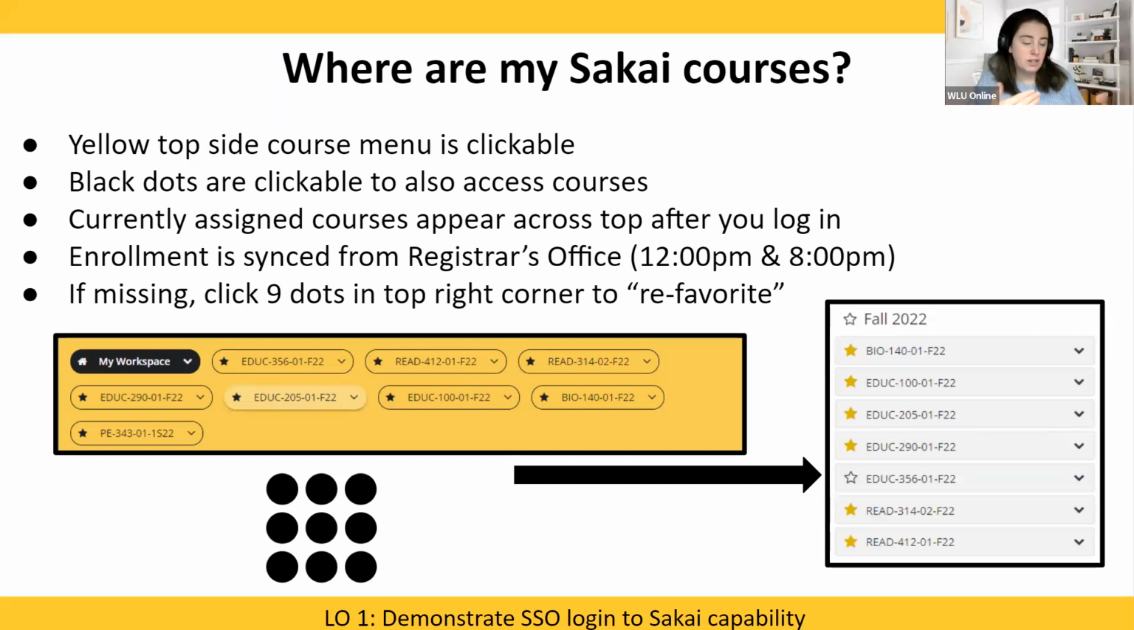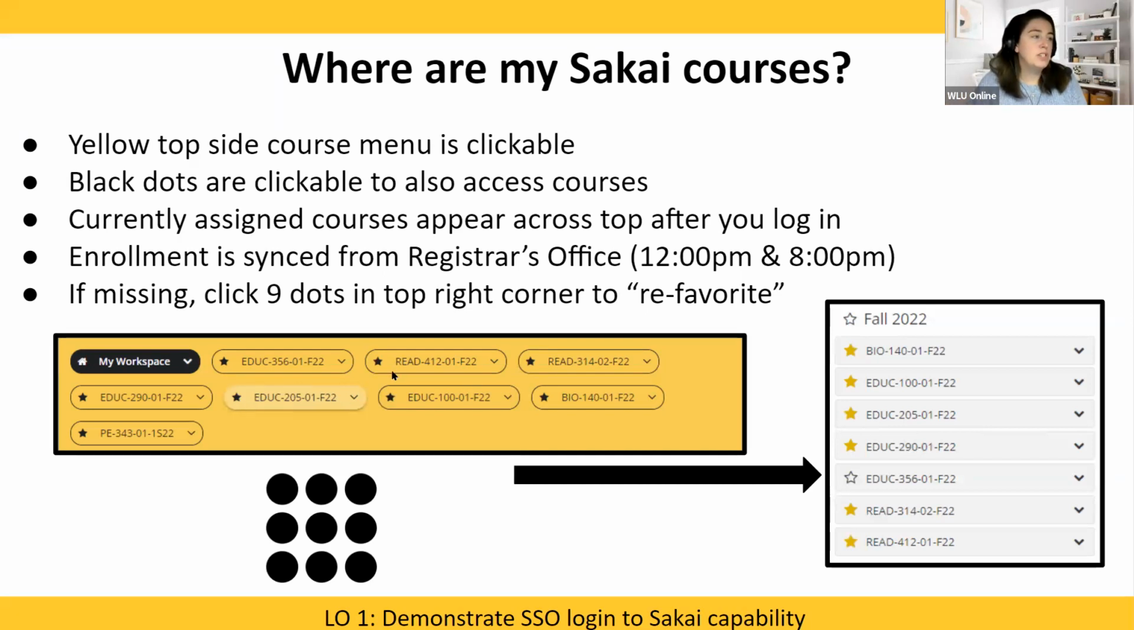So right now there's a process happening where any changes to Banner or registrations are being updated in Sakai. So if you withdrew from a course or you register late, it's not instantaneous access. It happens twice a day.